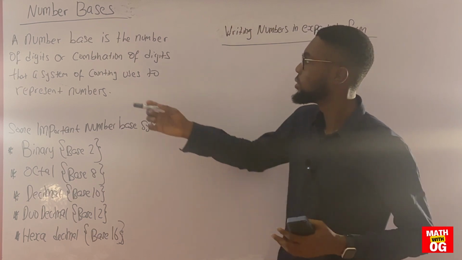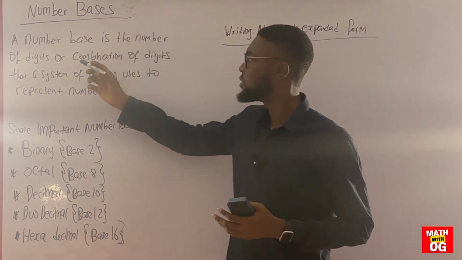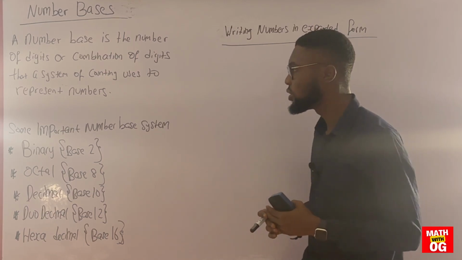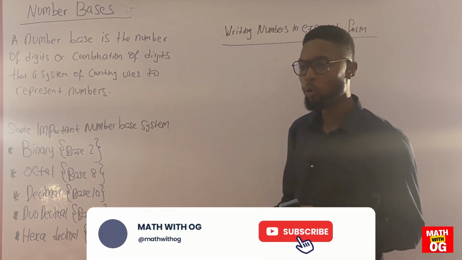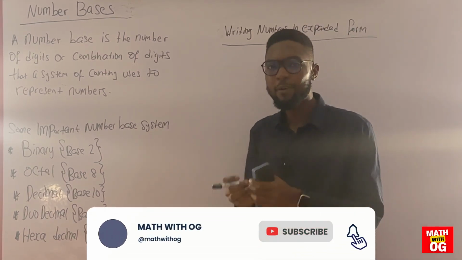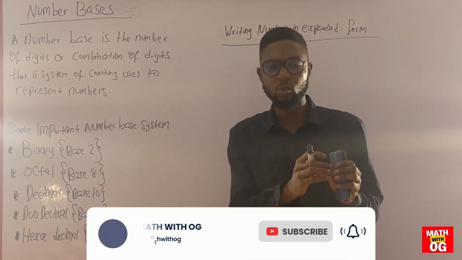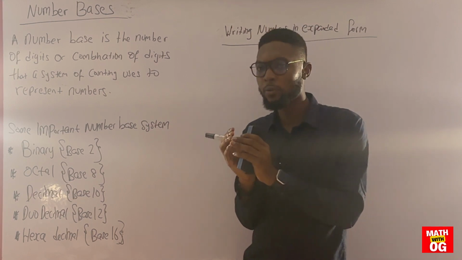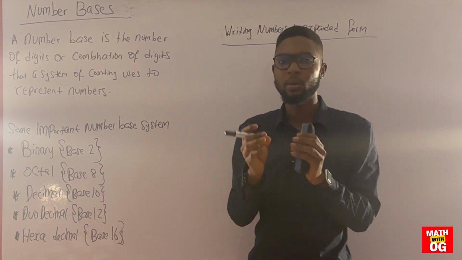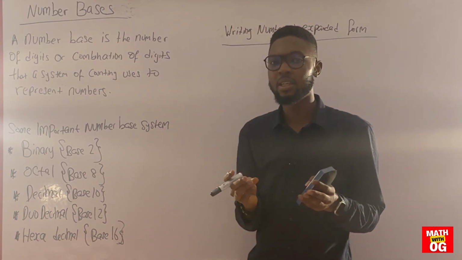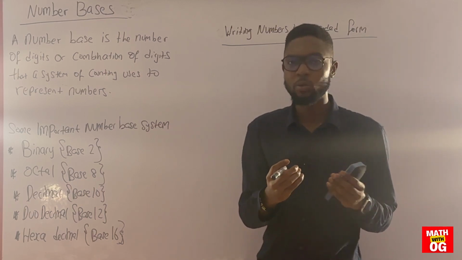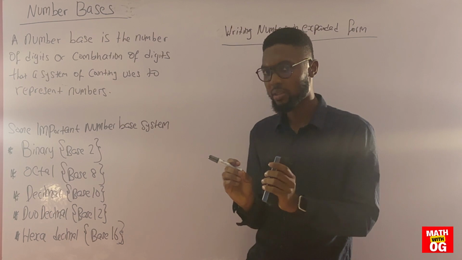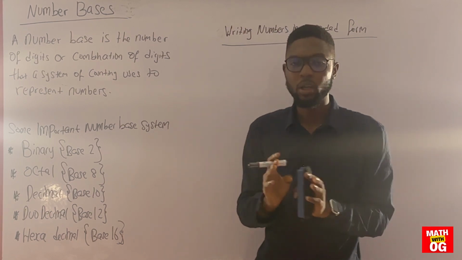As you can see on the board, a number base is a number of digits or combination of digits that a system of counting uses to represent numbers. So if a system of counting has 5 digits for representing numbers, we call it base 5. If a system of counting has 20 digits for representing numbers, we call it what? Base 20. And as you can see, what I know as 5 and what I know as 20 comes from the fact that we are working with what? Base 10. So you should know already that we are working with base 10.